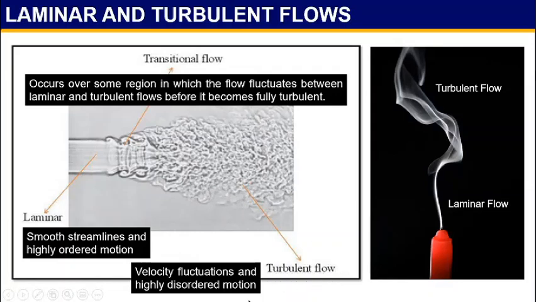In turbulent flow, there are velocity fluctuations and highly disordered motion. In laminar flow, it is much smoother, with streamlines and highly ordered motion. Now I believe that you guys roughly understand the difference between laminar, transitional, and also turbulent flow.